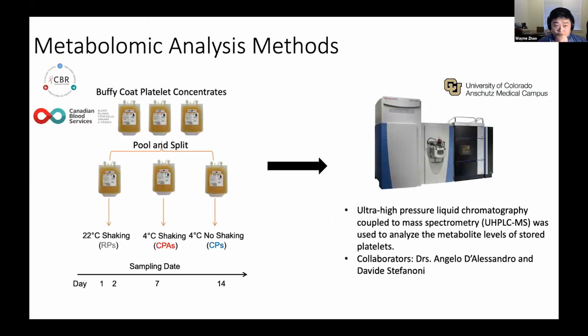So this is very much a collaborative project. Here in the CBS and the CBR, we obtained buffy coat platelet concentrates, which we used in a pool and split model to generate 3 identical bags of platelet concentrates. They were stored in 3 different conditions. The first condition in gray, which I call RP, is the standard storage condition. And then we have 2 units that have been stored at cold temperatures. The first one under shaking condition, which I'll refer to as CPAs, and the non-shaking condition, which I'll be referring to as CPs. We then sampled these platelets for metabolomic analysis on day 1, 2, 7, and 14.